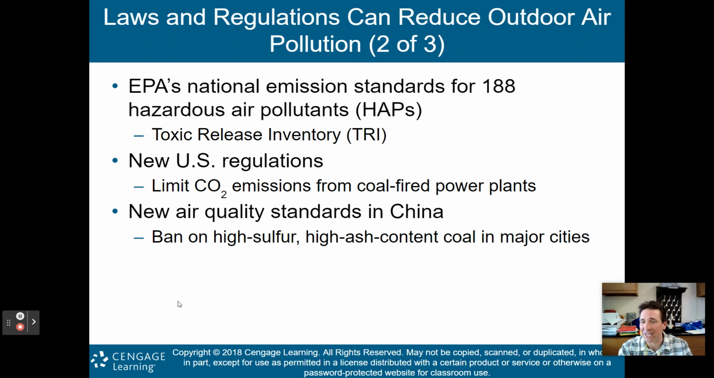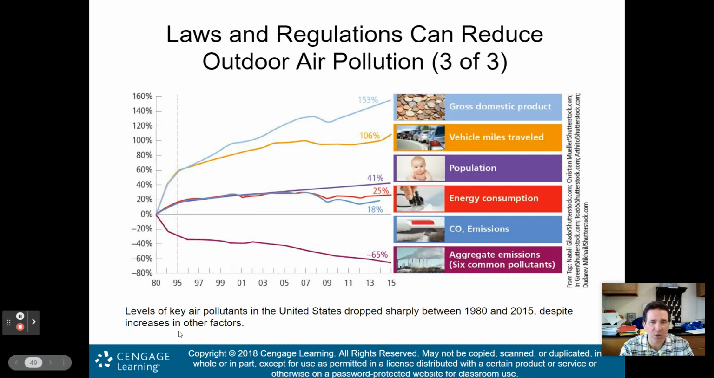We do have some new U.S. regulations that limit carbon dioxide emissions from coal-fired power plants, and new air quality standards in China, where they're trying to ban high sulfur, high ash content coal in major cities because of all the air pollution problems that they are experiencing in China. So again, we're trying to enact these laws, these treaties, to prevent or at least to reduce the air pollution before it even gets into the air.